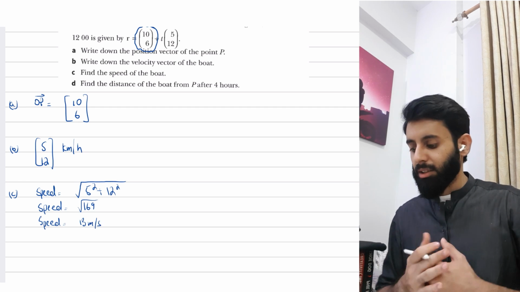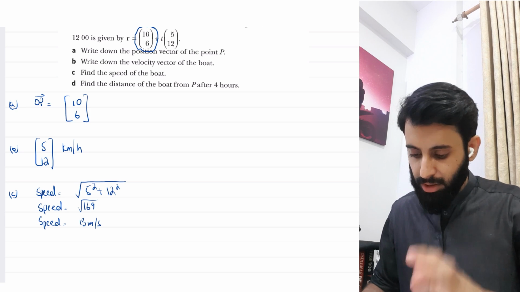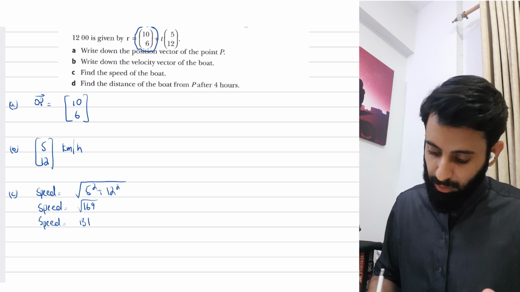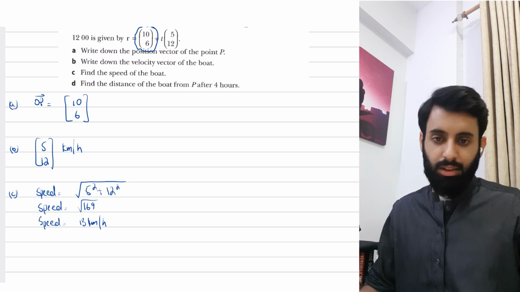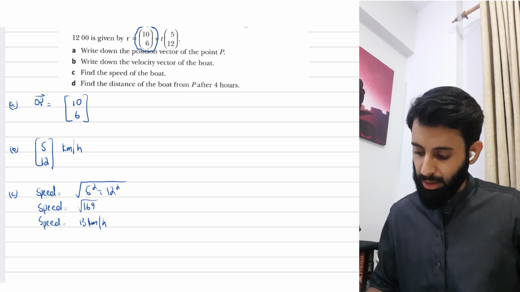Now see how speed is not concerned with where the object is headed. It just wants a value. It just wants how many kilometers per hour. I mean, at what rate does the distance change? And this is kilometers per hour because the distance is in kilometers and time is in hours.